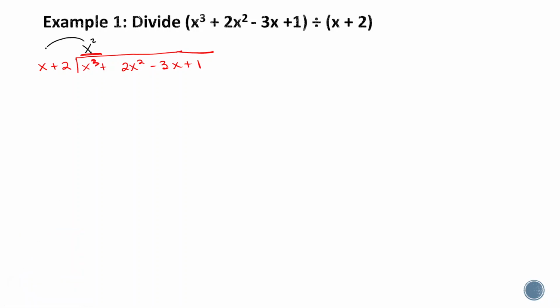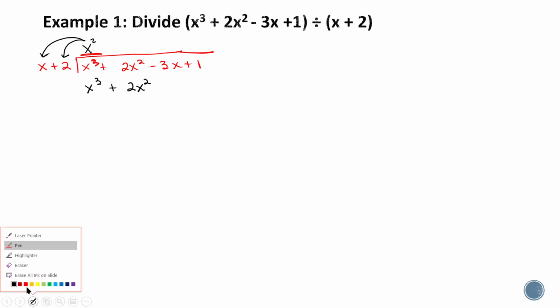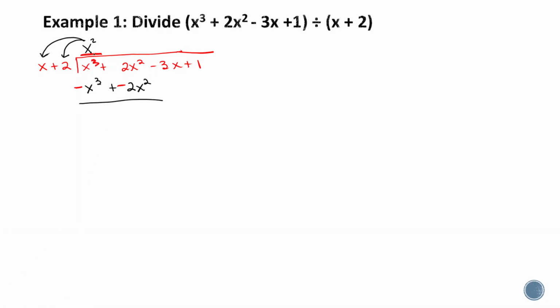So then I'm going to take this x squared and I'm going to multiply it by the entire divisor. So that'll get me x cubed plus 2x squared. Okay, now once we've done the multiplication, then we're going to subtract. So that means I'm going to change the signs on both of these, and we're going to do the subtraction. So x cubed minus x cubed is 0, and that is what we want to happen every time in this first column.